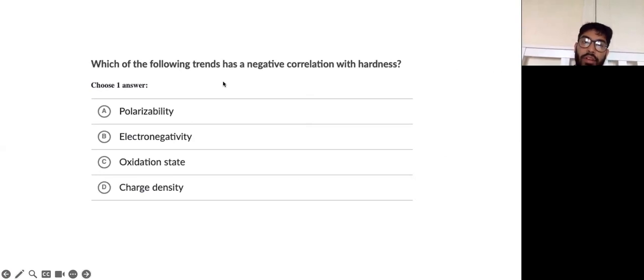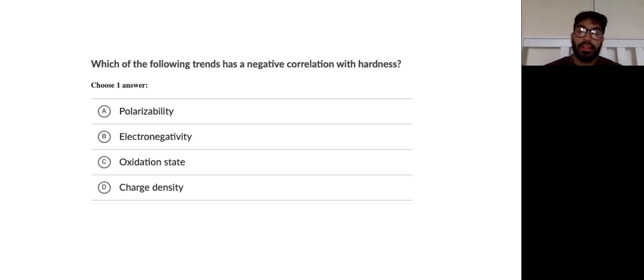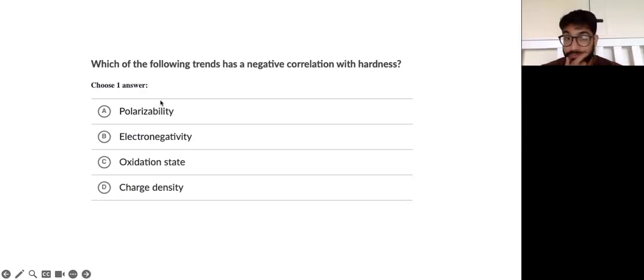All right, so which of the following trends has a negative correlation with hardness? That means a negative correlation, the inverse. So if hardness increases, then this will decrease. I think the answer is probably polarizability. Polarizability is the right answer, A. As something becomes harder, it becomes less and less polarizable. That's very true. Electronegativity doesn't really work that way.